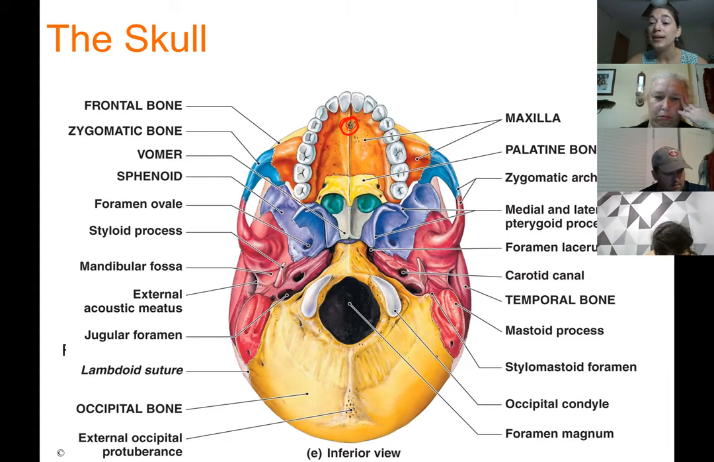I like the word fossa because it makes me think of Mufasa. I know it's silly, but thank you. Thank you. I'm here all day.